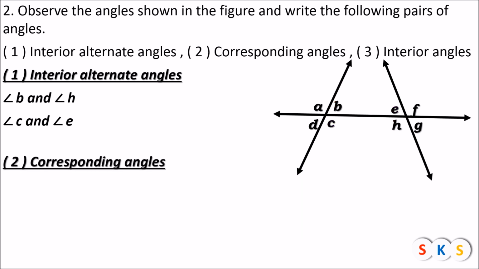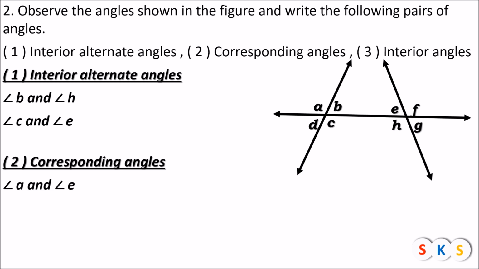Now here we have to write the corresponding angles. I explained just now what corresponding angles are. Corresponding angles are the angles which lie on the same side of a transversal. Look at this figure. Here angle A and angle E is one pair of corresponding angles. Angle B and angle F is the next pair. Angle D and angle H is the next pair. Angle C and angle G is the last pair.